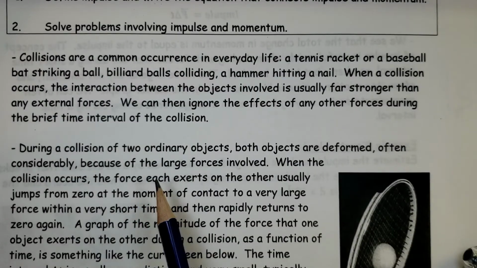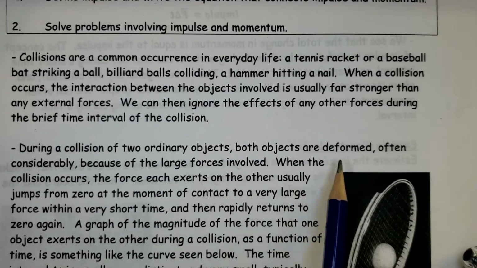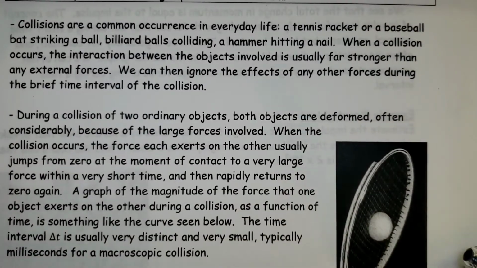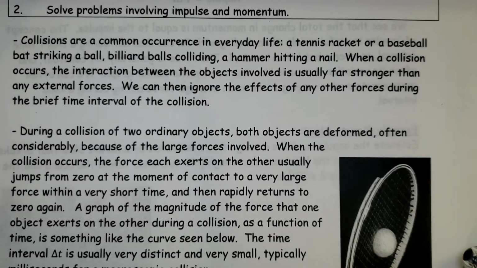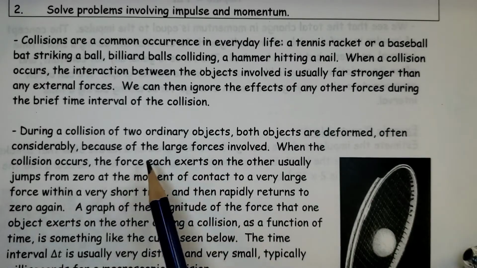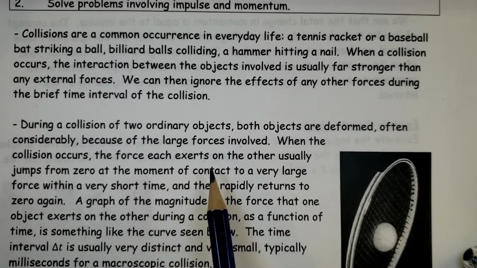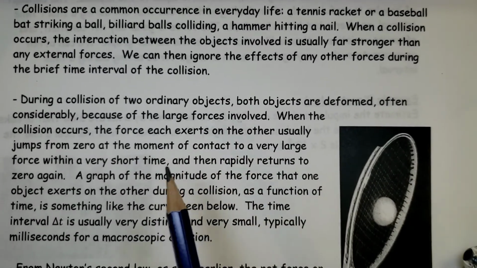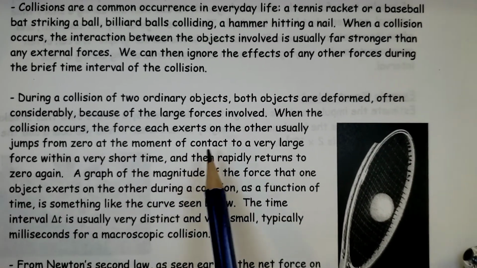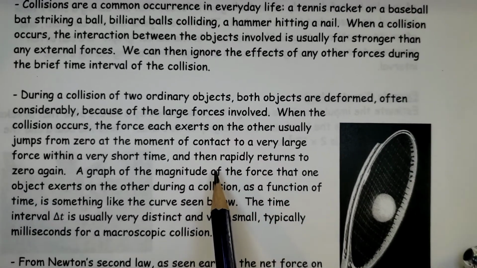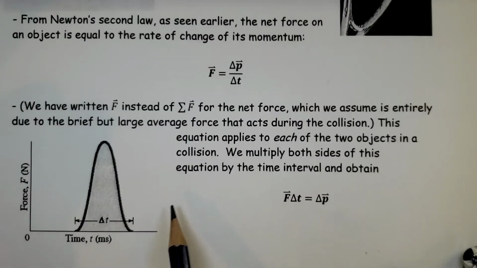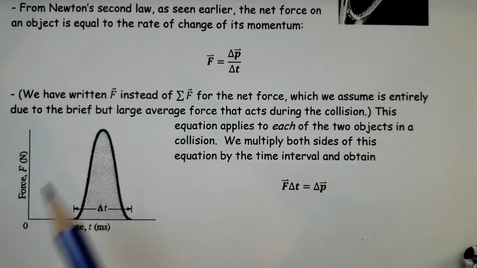During a collision of two ordinary objects, both objects are deformed slightly. Even in this tennis racket, you can see that. Or if you look at a hockey stick hitting a puck, a slap shot, that hockey stick bends considerably because of the large forces involved. When the collision occurs, the force each exerts on the other usually jumps from 0 at the moment of contact to a very large number and then goes back to 0. The graph at the bottom illustrates that.